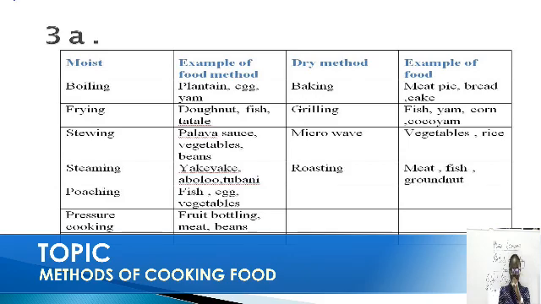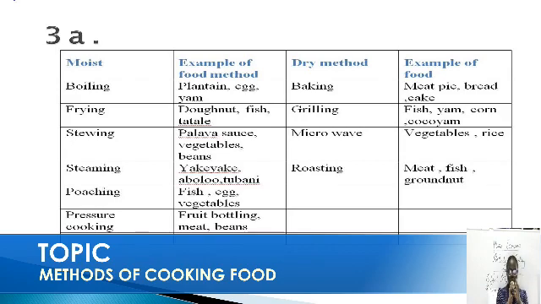Baking. What are some of the foods that you can bake? I know you know a lot of foods that you can bake. We have meat pie, we have bread, and we have a lot of cakes that you can bake. Sponge cake, queen's cake, and there are a lot of cakes that you know. These are some of the examples of food that you can cook using the baking method as a dry method of cooking food.